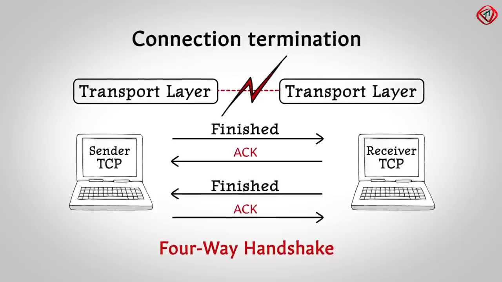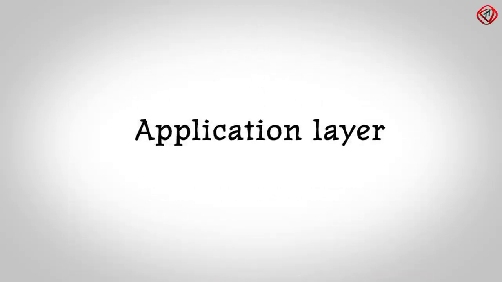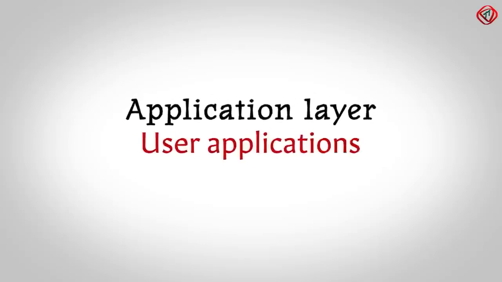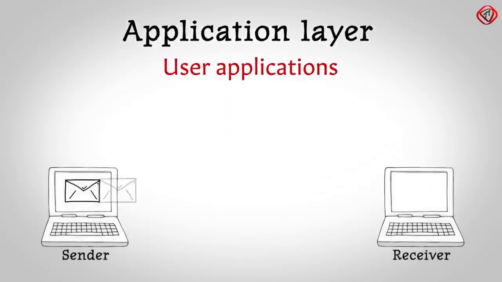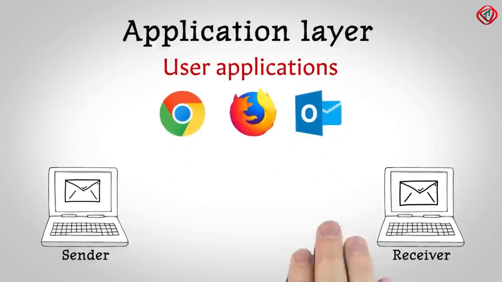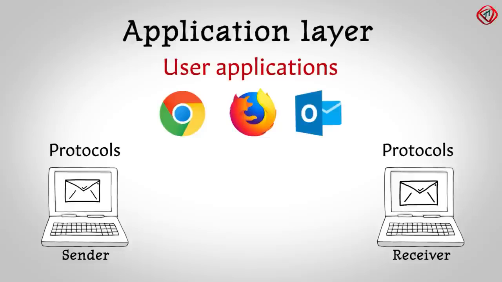Now, the topmost layer in the TCP/IP protocol suite is the application layer. The application layer is used by user applications that pass messages from one computer to another in a network. For example, Google Chrome, Firefox, Microsoft Outlook, and so on. They use application layer protocols to perform their activities.